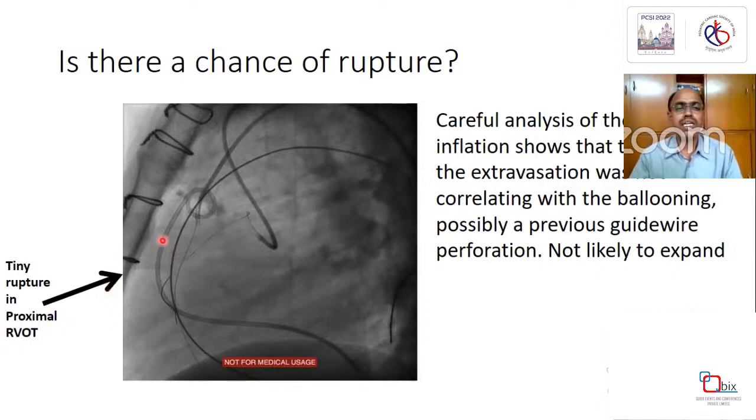But if we carefully analyze the previous sequences, we can understand that the balloon was mostly in the region of the conduit and was never in the region of this proximal RVOT. So we realize that this is probably a small guide wire injury or guide wire perforation, which is not of major significance because it is unlikely to enlarge further.